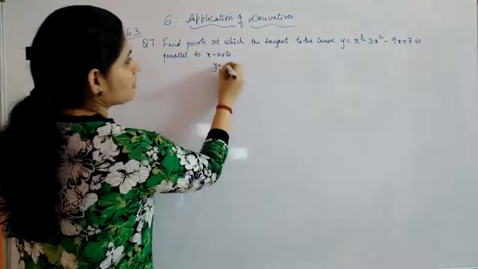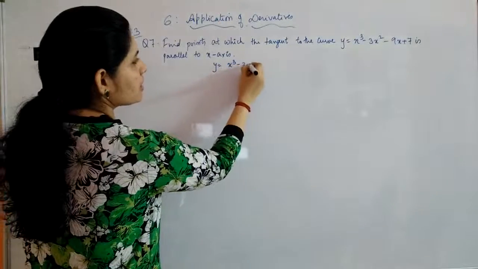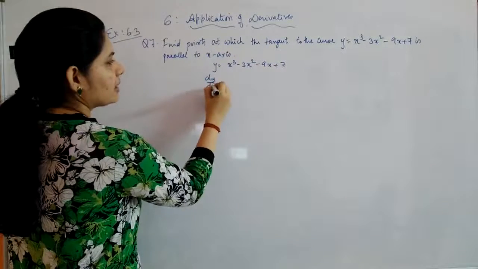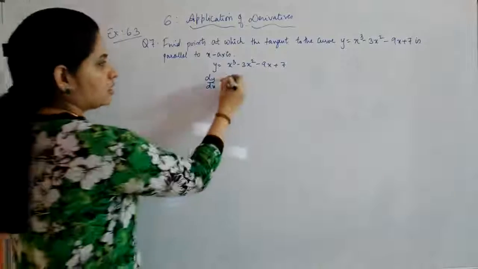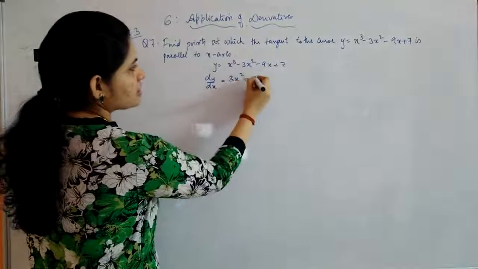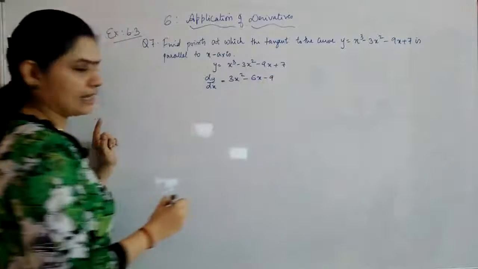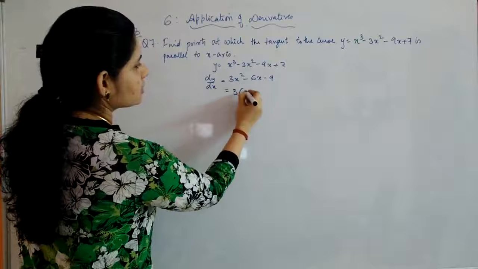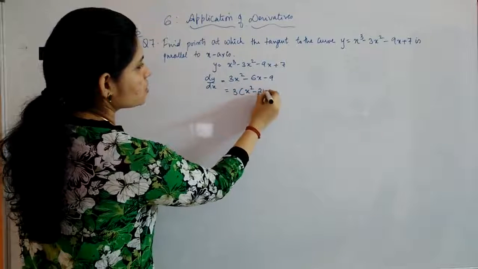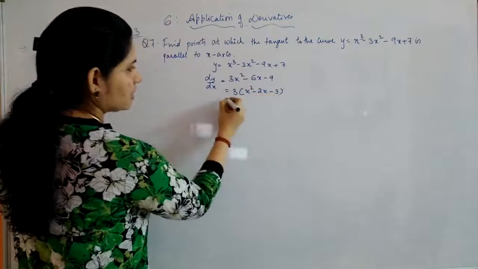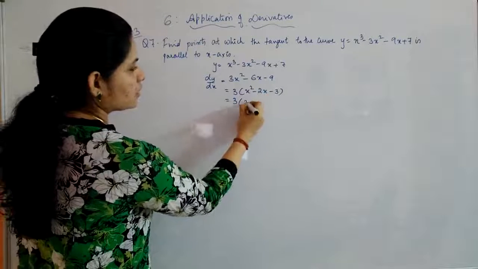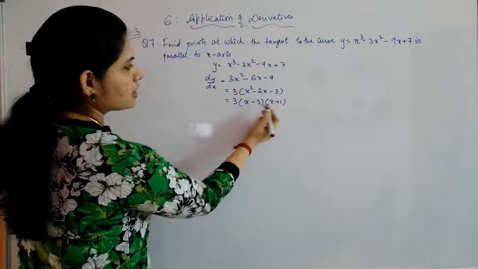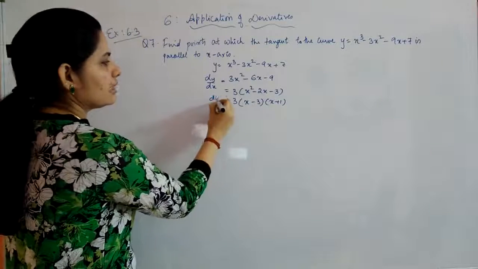Okay, so the given curve is y equals x cube minus 3x square minus 9x plus 7. First you have to find dy by dx, which will give you the slope of the tangent, which is 3x square minus 6x minus 9. Now you can take 3 in common, so that you get x square minus 2x minus 3, which is equal to 3 into (x minus 3) into (x plus 1), which gives minus 2 and minus 3. Okay, now this is your dy by dx.